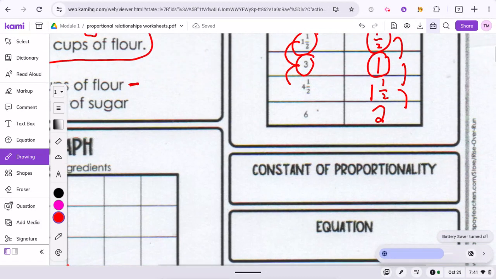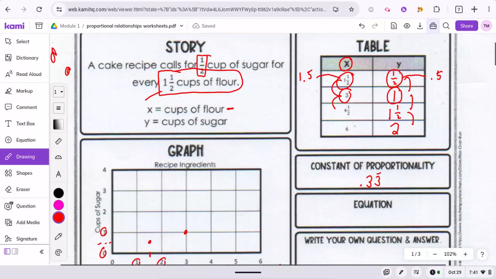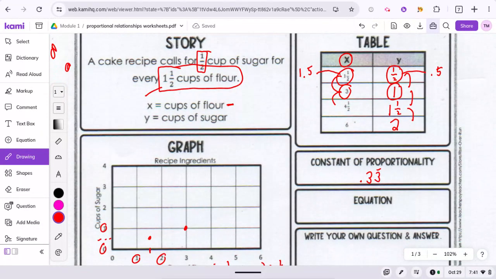Then from there, you'd look for the constant of proportionality. So you can convert these to decimals. If you converted 1/2 to a decimal, it would be 0.5, and 1.5 would be 1.5. And you can do your division that way, and you'd end up with a 0.33 repeating decimal. And then for the equation for this one, you can start with y equaling, and then you can either put it in fraction form with 1/2 over 1.5, or for now, I'll just put 0.33x.